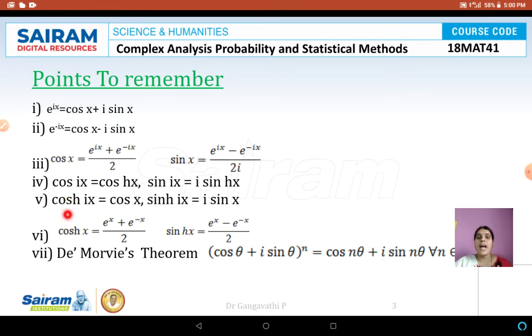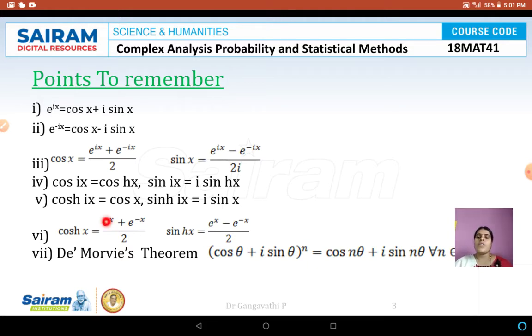Now, what if we have a hyperbolic function in terms of imaginary? So cos hyperbolic ix is cos x. Sin hyperbolic ix is i times sin x. So these two results, the fourth and fifth results, look similar, but they are not exactly similar. So while using them, you have to be very, very careful, and you have to remember them as they are.